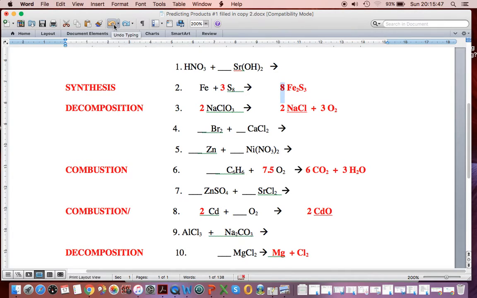Put the 3, put the 8. 8 times 3 is 24, 3 times 8 is 24, and then I go 8 times 2 is 16, and I balance out the irons. That is now all balanced. Would have been a little easier if I'd gone for FeS.